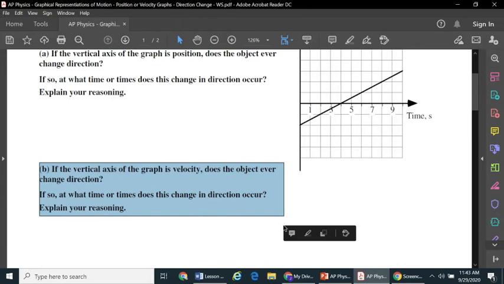So I urge you to pause this video here, take, let's say, 5 minutes to answer A and B for this question, and when you hit play, we'll go over it.